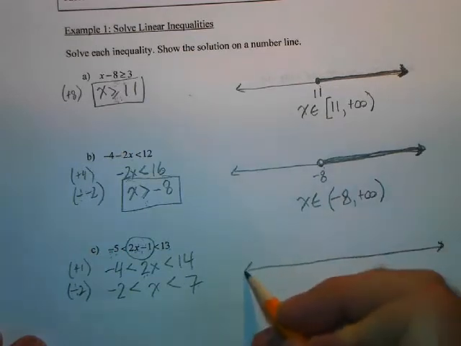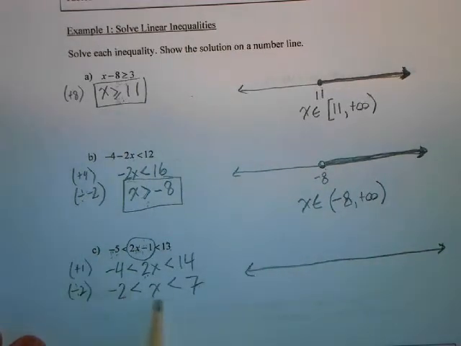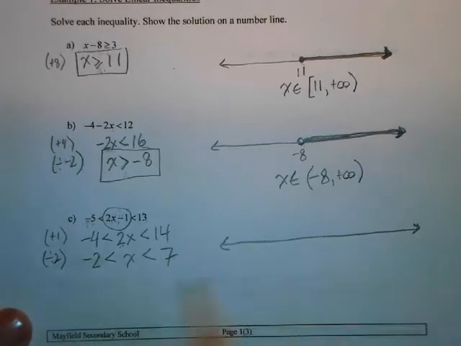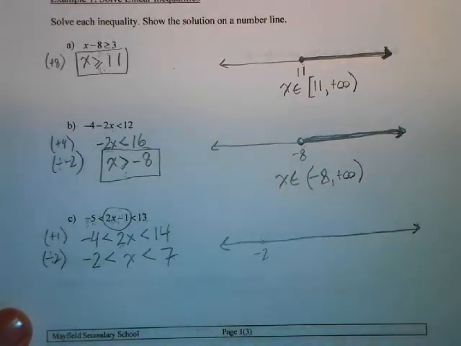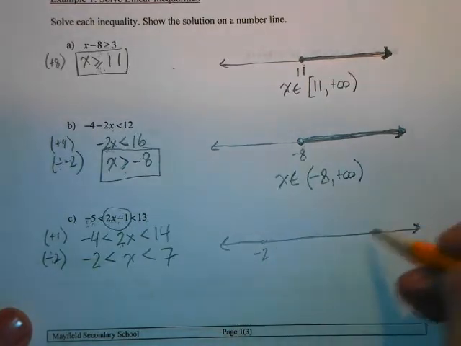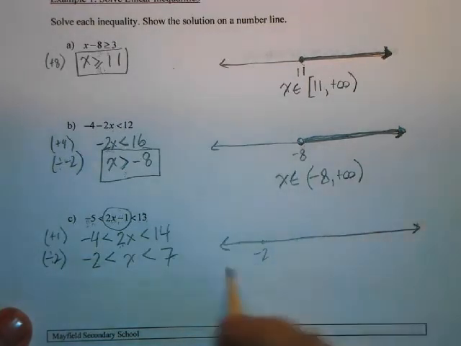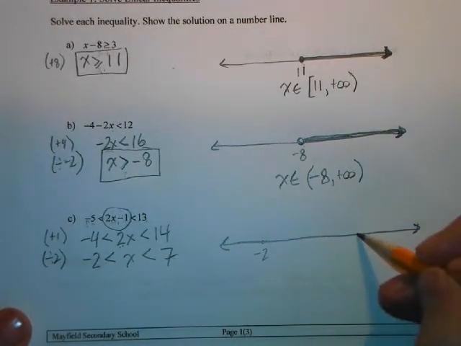Okay, so this time I actually have 2 important values on the number line. I have negative 2. Now the scale here doesn't matter to me. You can put these numbers anywhere you want as long as the one on the right is higher than the one on the left. So I'll put my 7 over here.